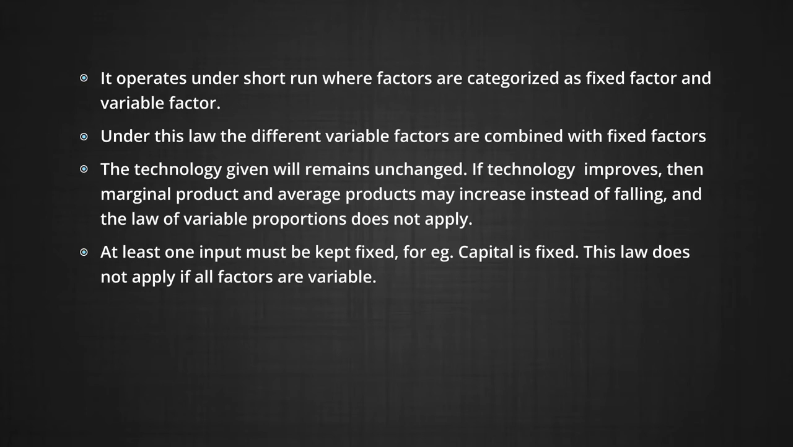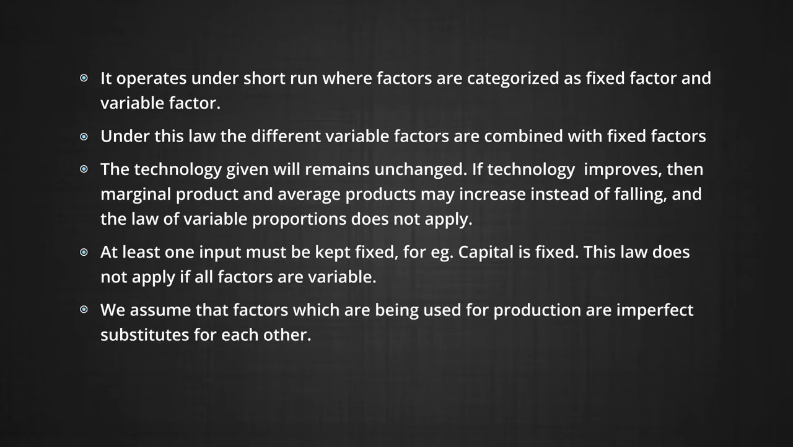For example, capital is fixed. This law does not apply if all factors are variable. We also assume that factors which are being used in production are imperfect substitutes for each other. Let us discuss the law of variable proportions with the help of the following schedule and diagram.